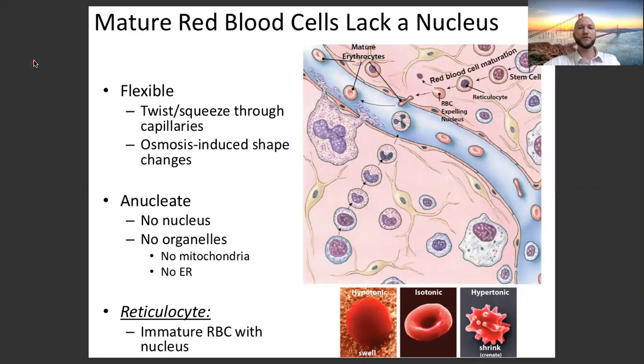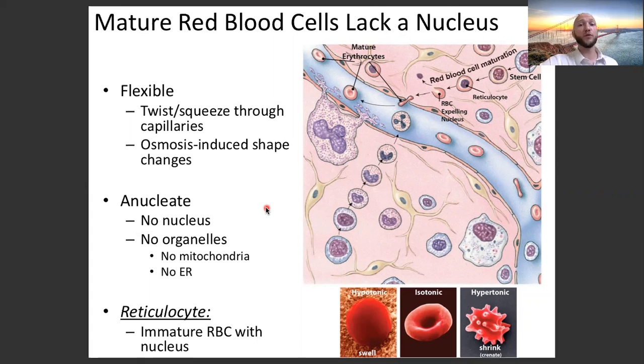So, mature red blood cells lack a nucleus. They are anucleate. They are sacs of hemoglobin. Now, in order for a cell to divide and replicate as most cells do, you need to have cellular machinery. You need your nucleus and all the cellular machinery and organelles that a typical cell would have. But mature red blood cells don't have this.